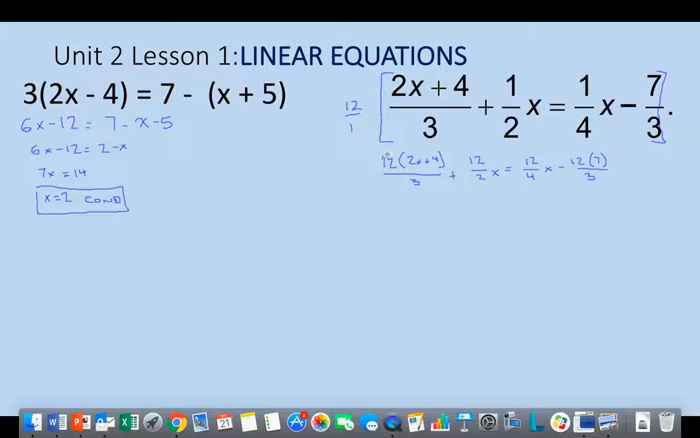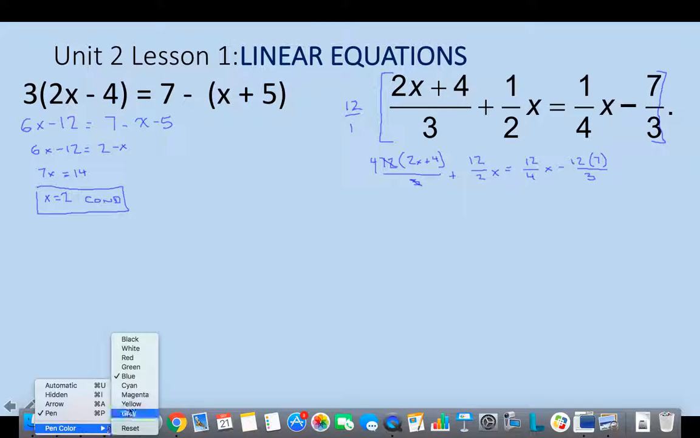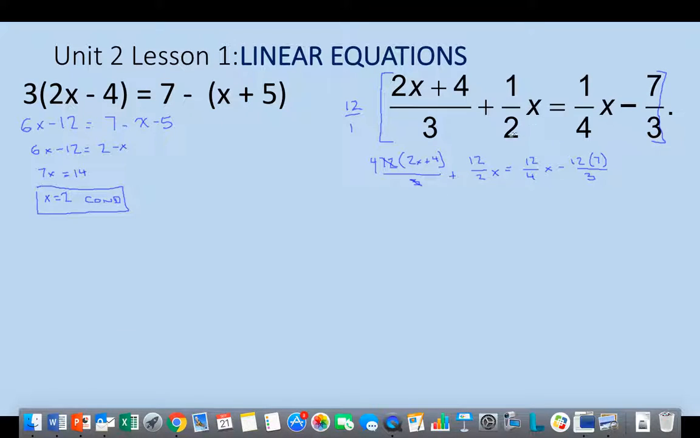Well, here's the beauty of this. As long as it's truly the least common multiple, all of these will start canceling out. 12 divided by 3 is 4. Actually, maybe I'll change colors here. Okay, 12 divided by 2 is 6. 12 divided by 4 is 3. And 12 divided by 3 is 4.